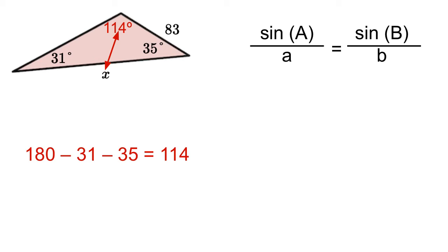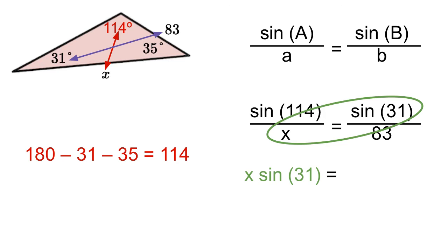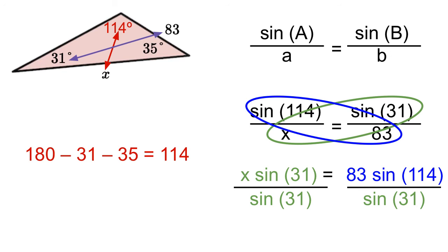So now we should be ready to set up our problem. We're going to do the sine of 114 over x. Then we're going to take a look at that 83, and it looks like 31 degrees is opposite from the 83. So the other side of our proportion is going to be the sine of 31 over 83. Again, we're going to cross multiply. So x times the sine of 31 is going to be equal to 83 times the sine of 114. To finish solving that, we're going to divide both sides by the sine of 31.